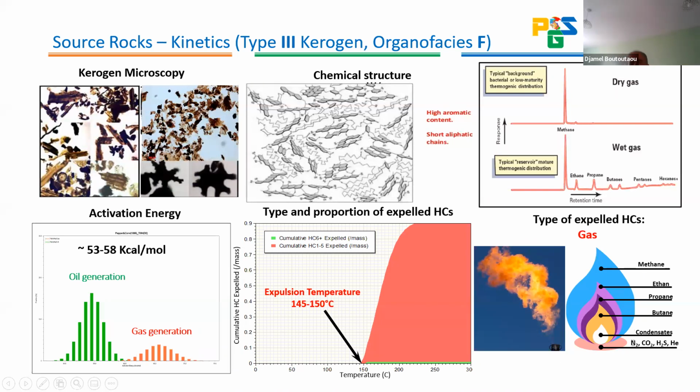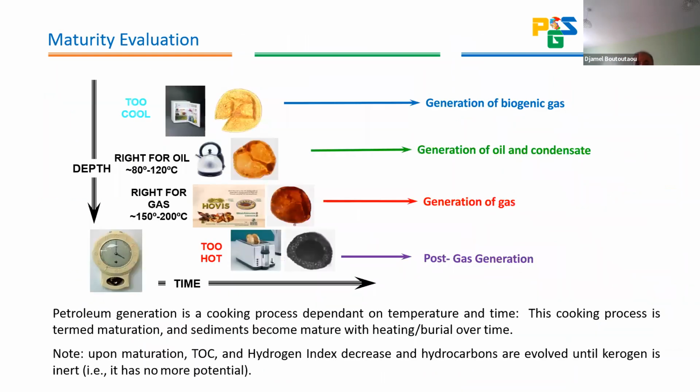So for an operator, if you want to explore in an area, in a basin, you need to know what type of source rocks you have, and that gives you information. You can predict, actually, you already know what type of hydrocarbons you are expecting to discover in the basin.